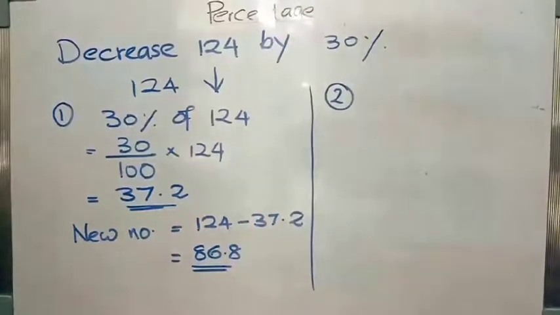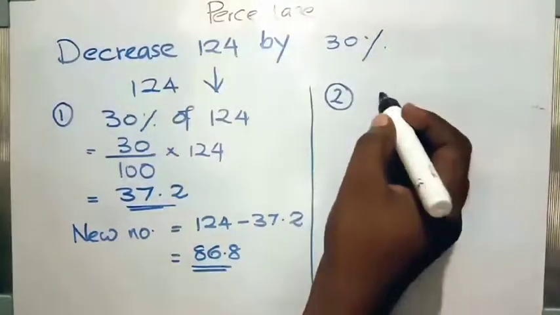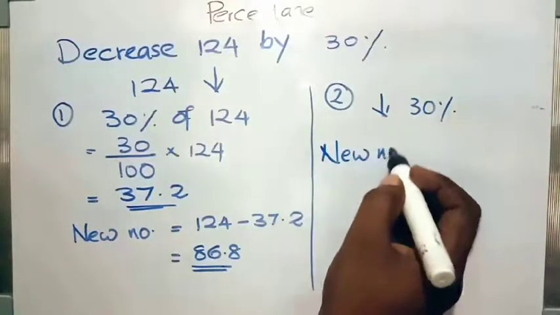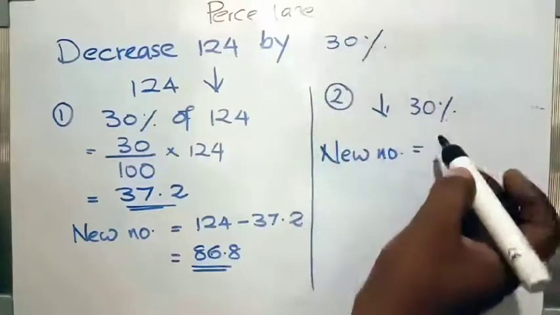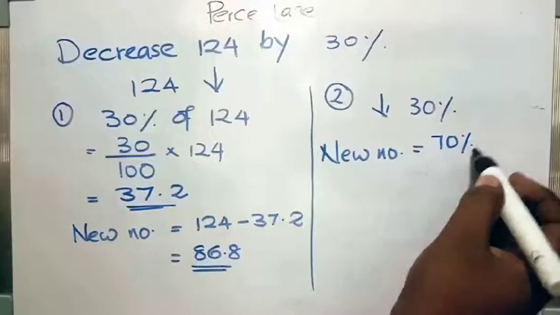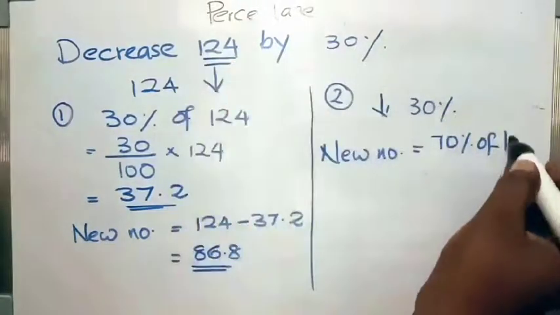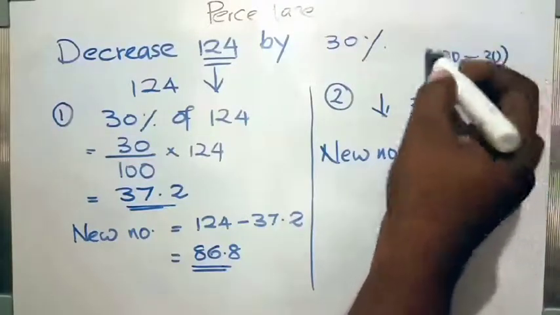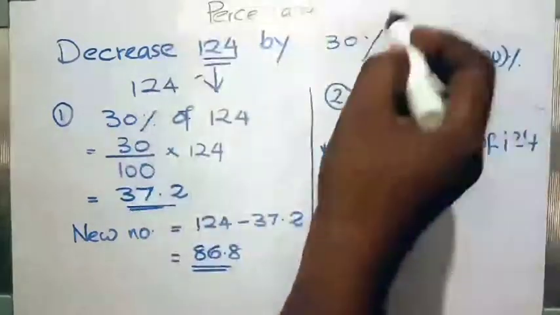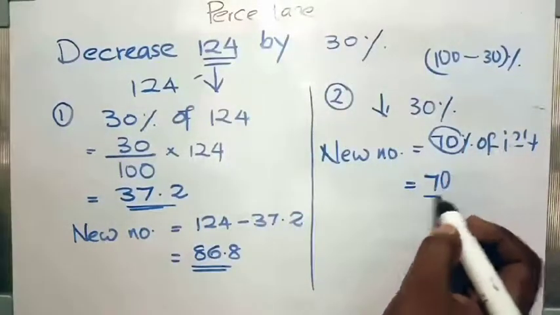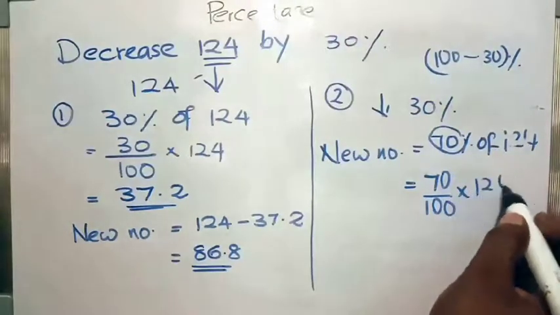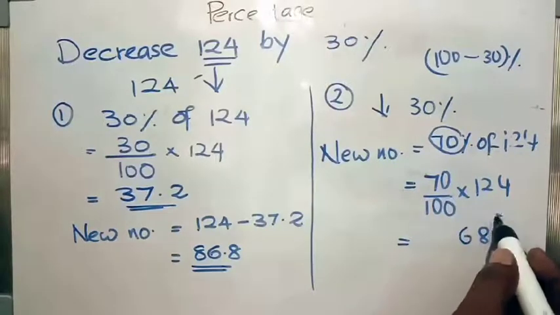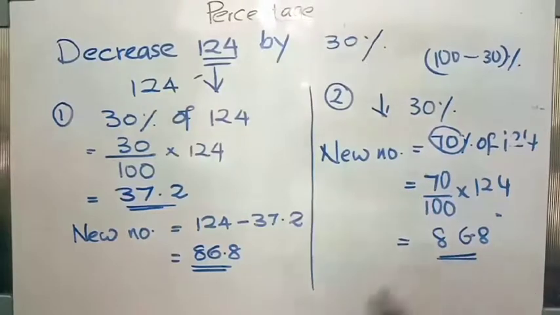In method 2 we find the answer directly. So as there is a decrease of 30%, the new number will be 100 minus 30%, that means 70% of the original. So how do you get this 70, which is 100 minus 30%? If it is increase, 100 plus 30%. So we get it as 70 out of 100 of 124. We get 86.8 as answer. Okay.